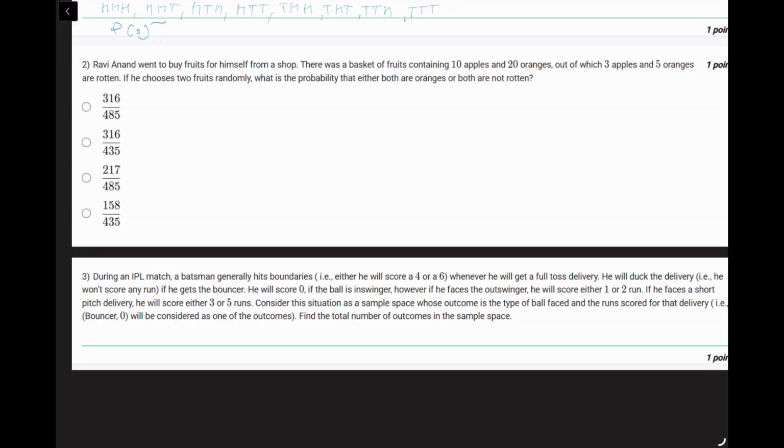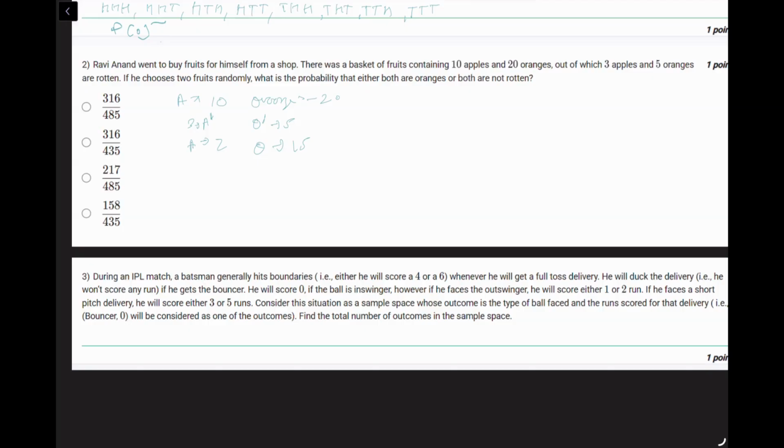Okay, so probability that either both fruits are oranges or both are not rotten. So what do we have? We have apples, 10, oranges, 20, okay? We know 3 are rotten, so I will just put 3 A dash. In 5 oranges, O dash is 5. So how many are not rotten? Not rotten apples are 7. Not rotten oranges are 15.